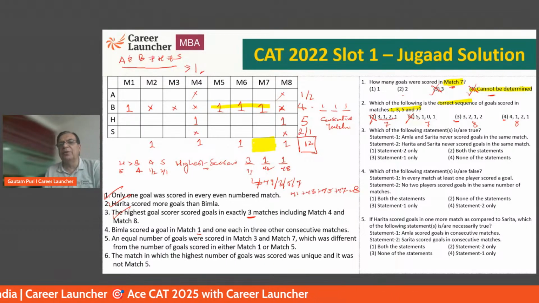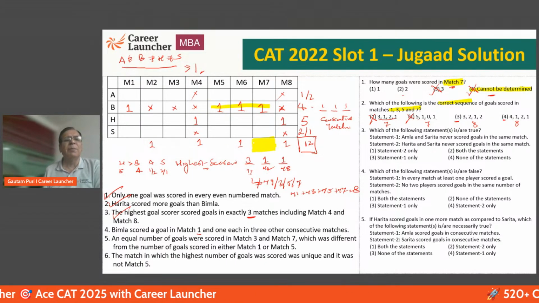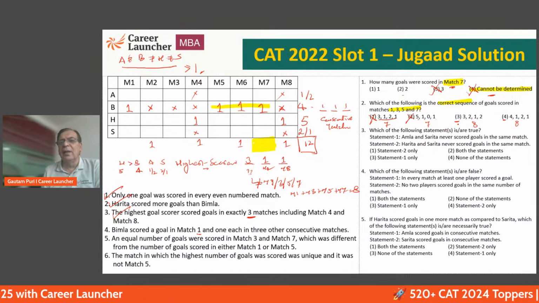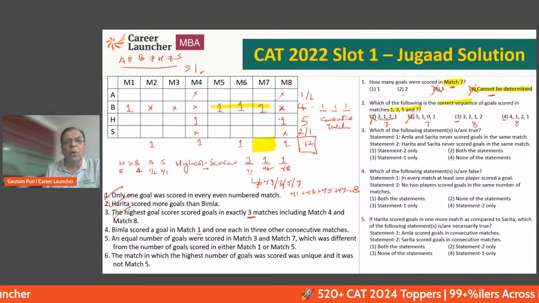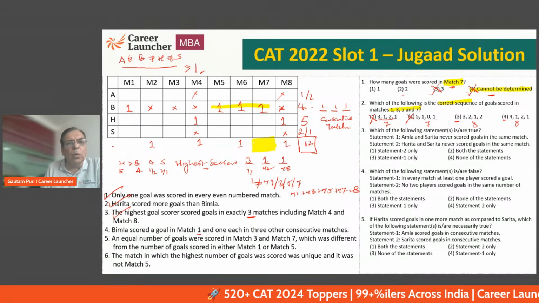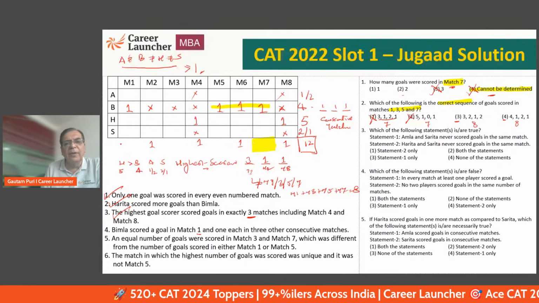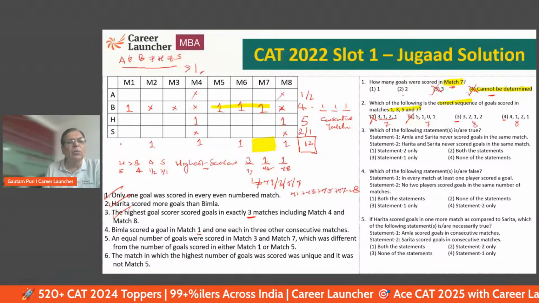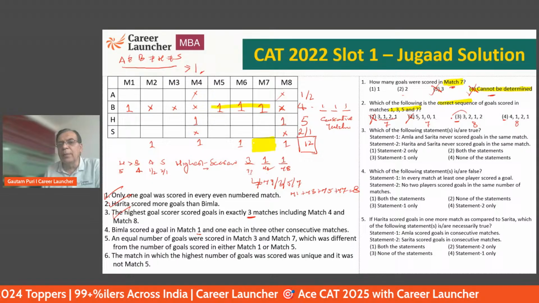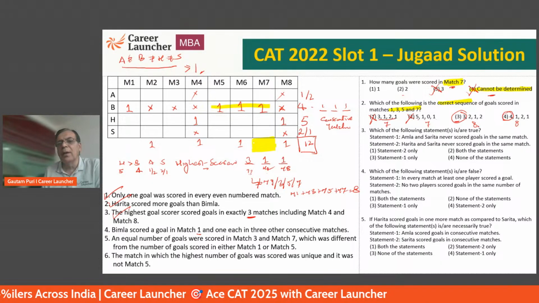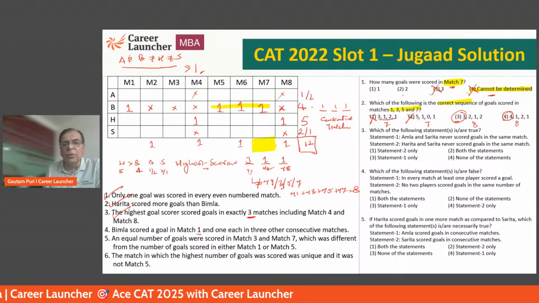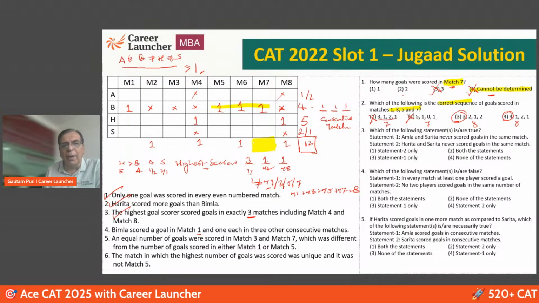Now, please look at this. Which is that match? Please look at this clearly. She has to score 3 goals. That means the total number of goals in match 1, whichever goal she scores, has to be more than or equal to 3. That means either it can be this or it can be this. So this particular match will have to be match 1.